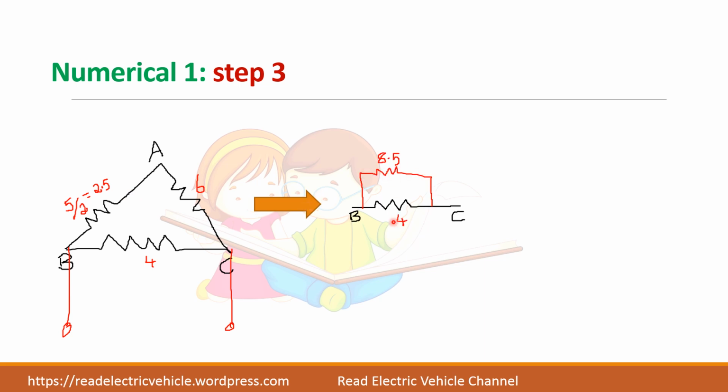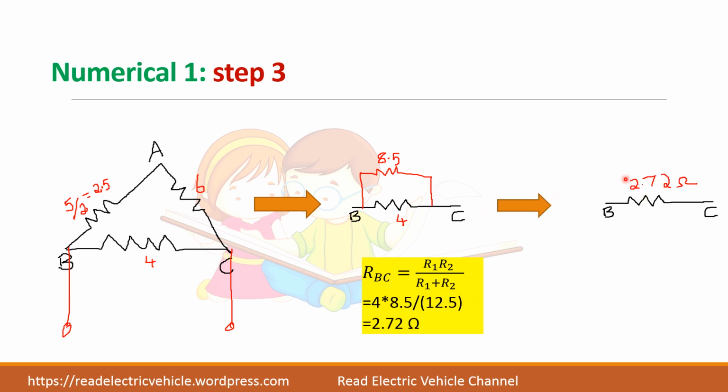So 8.5 and 4 are now in parallel. Why are they parallel? If current comes here, it gets divided into two parts. Then it is said to be in parallel. So these two are in parallel, and you apply the formula R1 R2 divided by R1 plus R2. Find the value. So the net resistance is 2.72 ohms.